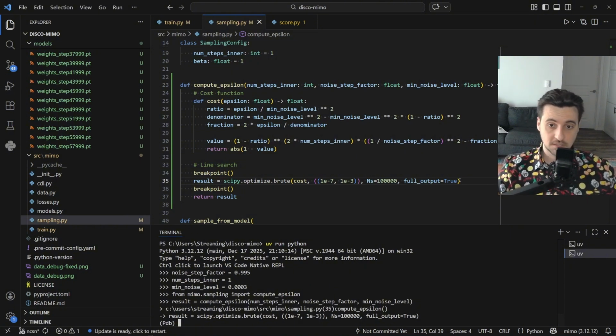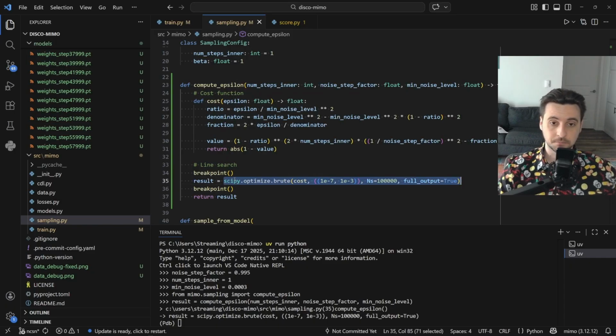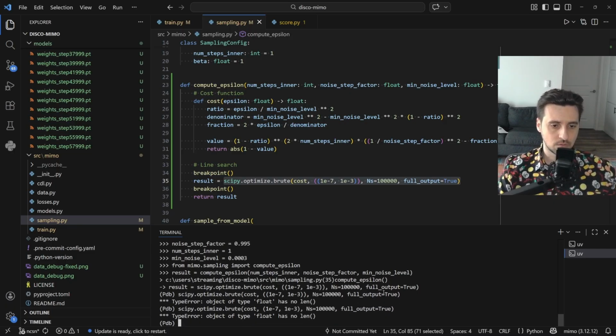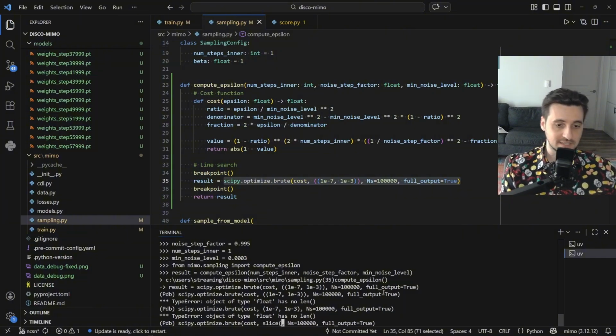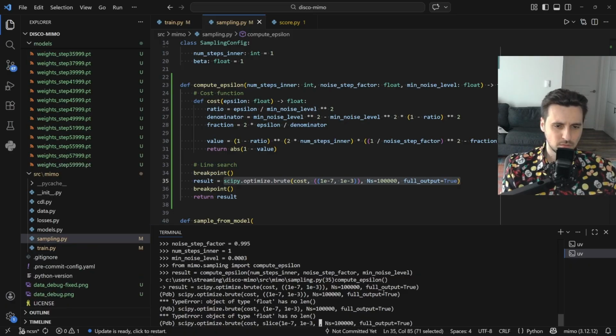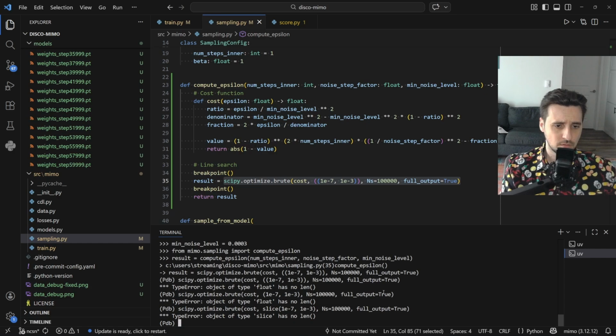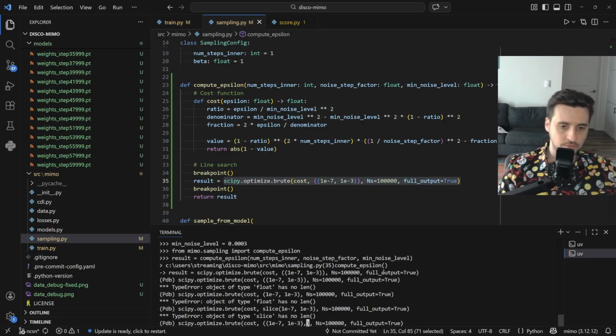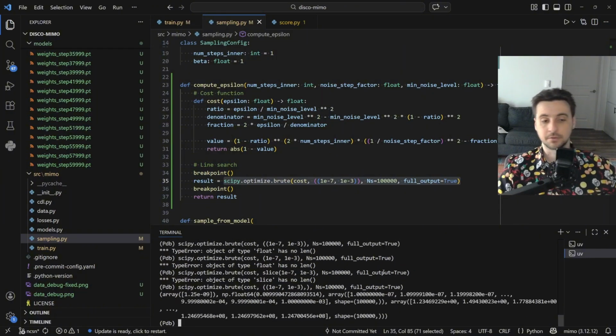So why does this not work? Let's see. Does it want me to do just this? Nope, it does not want me to do that. What does it want me to do then? Slice between... Oh, I know what it wants me to do. A comma here for a tuple, right? Okay, there we go, yeah.